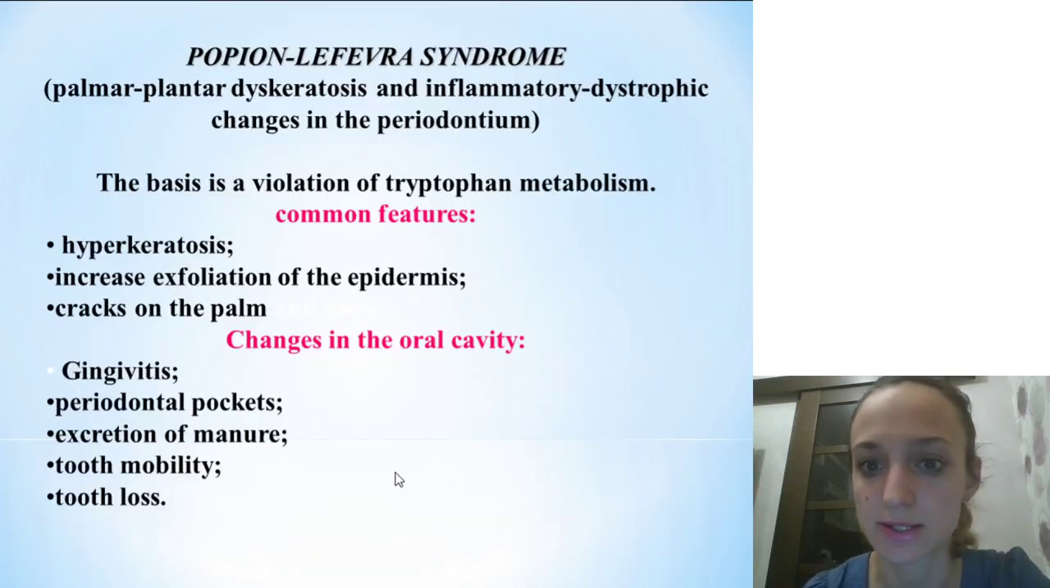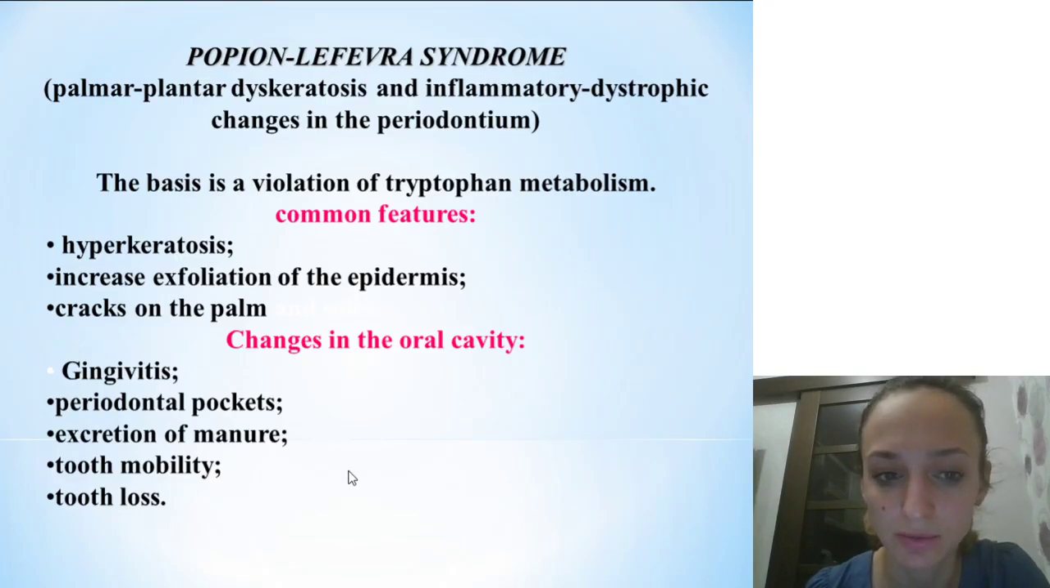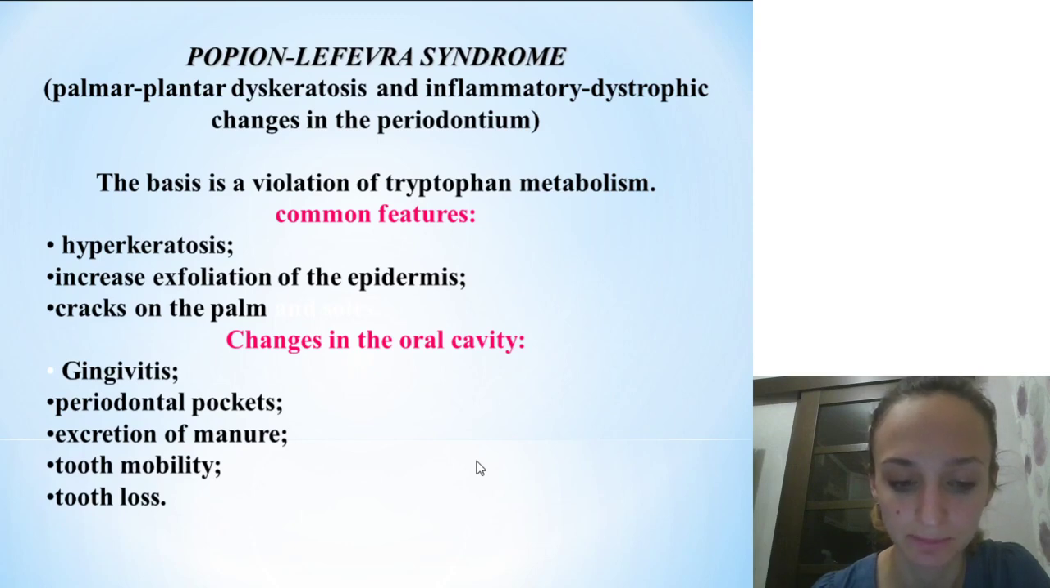And Papillon-Lefevre syndrome. It is a palmoplantar inflammatory dystrophic process. It is a disease caused by a disorder of metabolism of tryptophan, with an autosomal recessive type of inheritance, and combined with palmoplantar dyskeratosis.